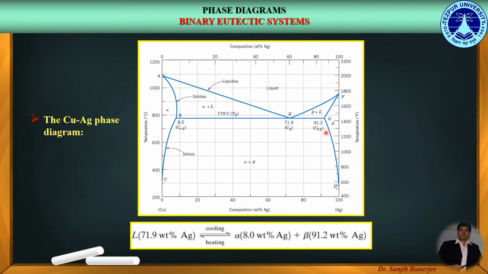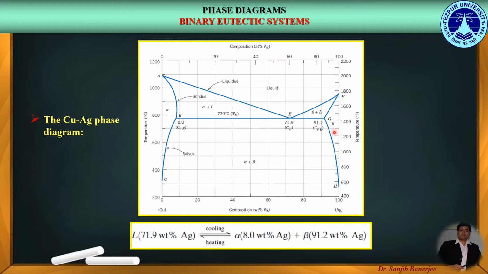Similarly, on the right hand side of the phase diagram, we get the solid solution phase of beta, which is the solid solution of copper in silver, because the amount of silver is more and hence it is the solvent, while the amount of copper is less and hence it is the solute.